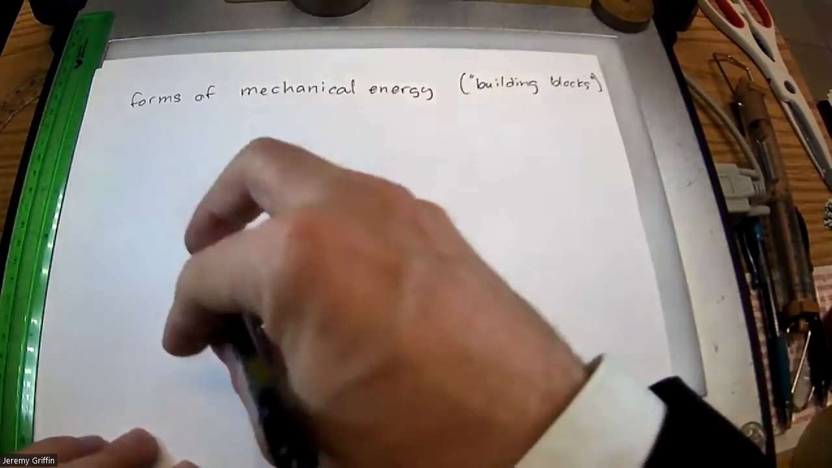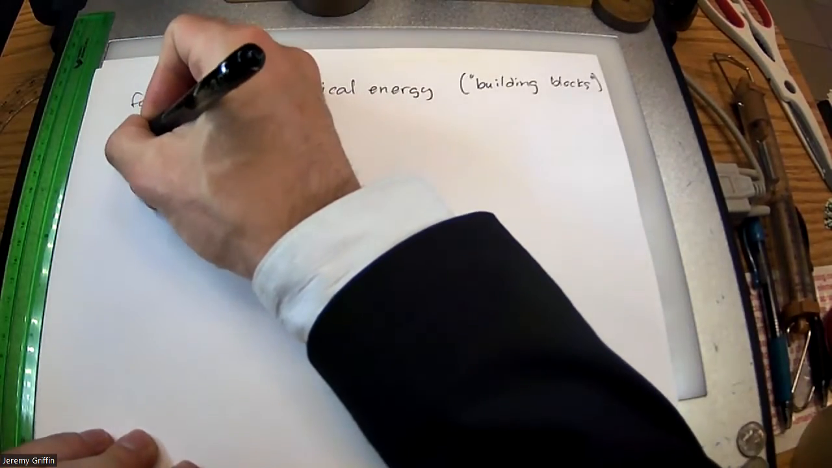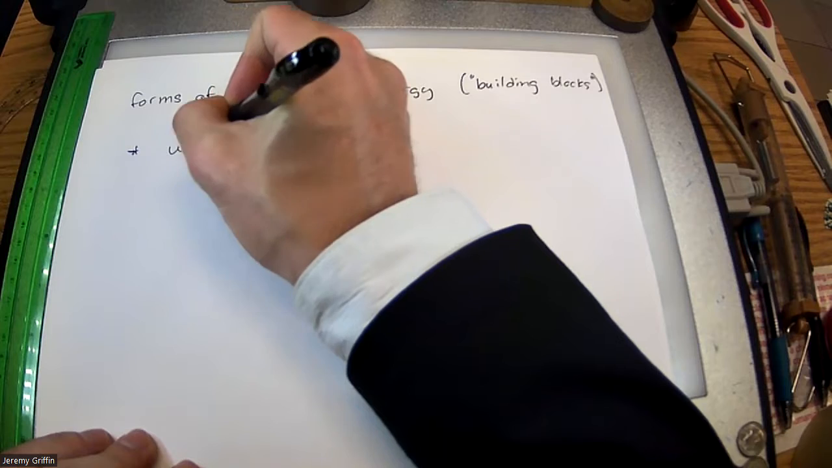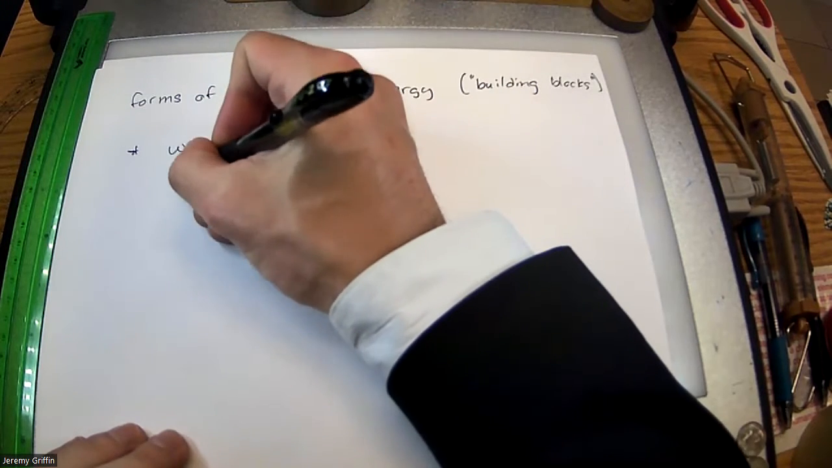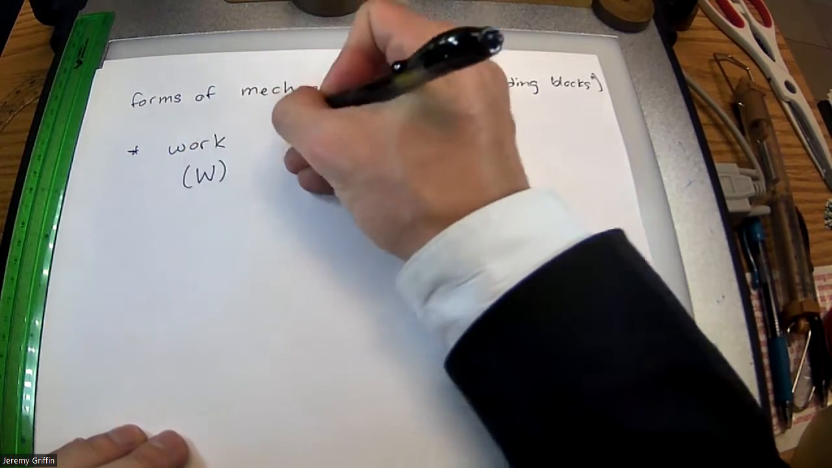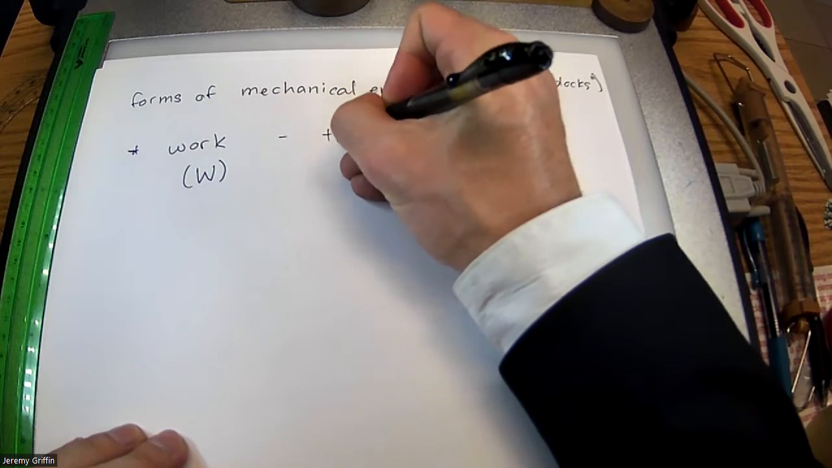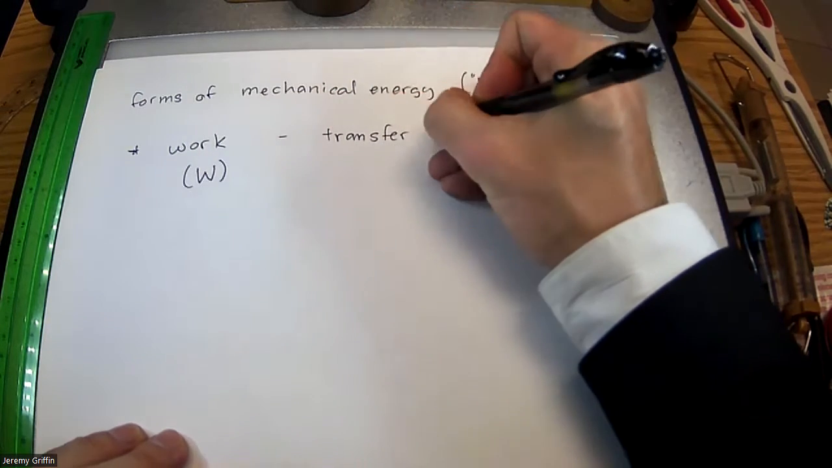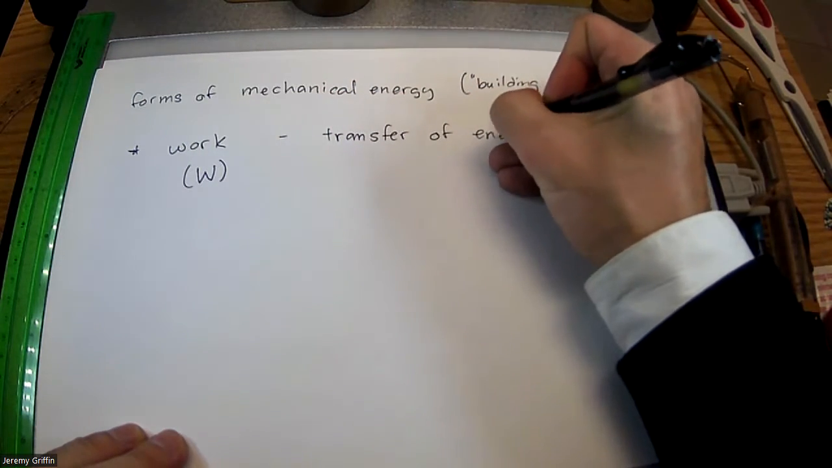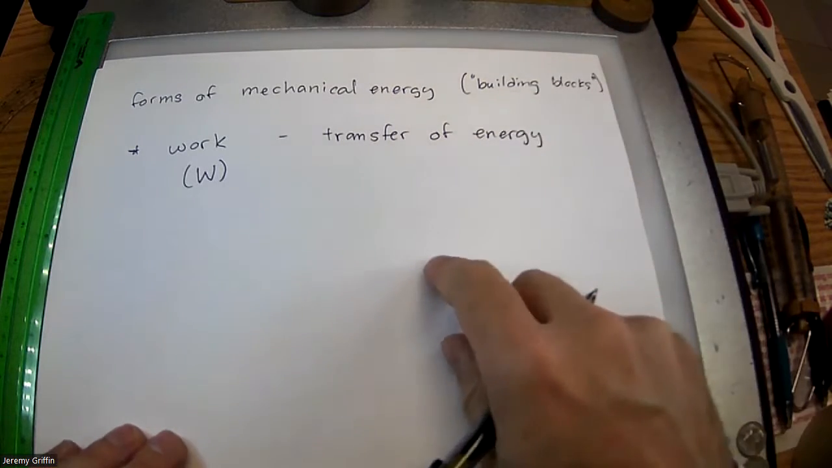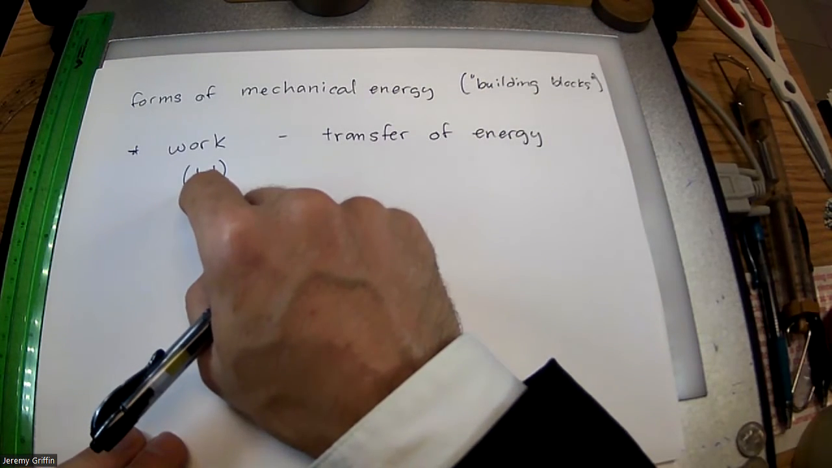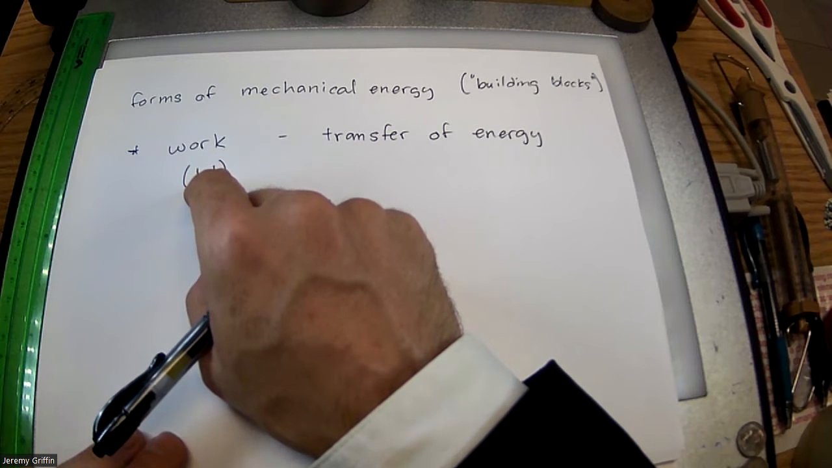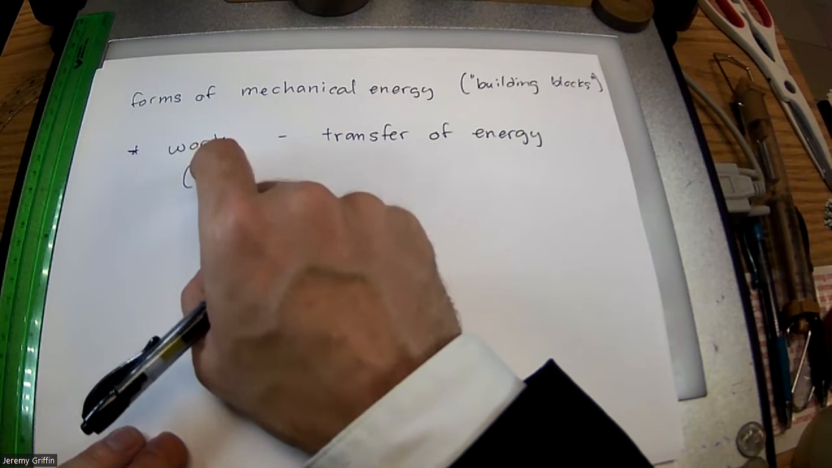Let's start with this one, work. Now, really, work is just a transfer of energy. I can represent it with the character capital W. So this is a transfer of energy. Now, be kind of careful with this character capital W, because here I'm showing it as a variable. Capital W is a variable, represents work.